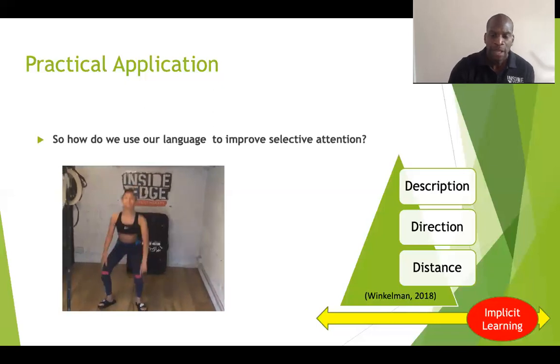And so what we're hoping for is that by using direction, distance, and description, that will somehow improve her implicit learning.